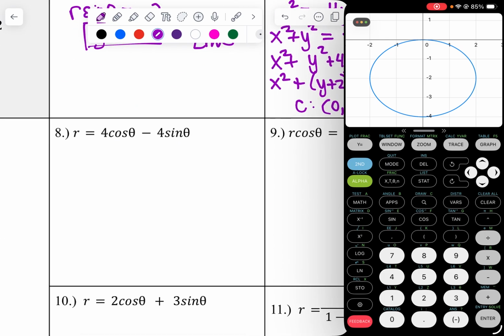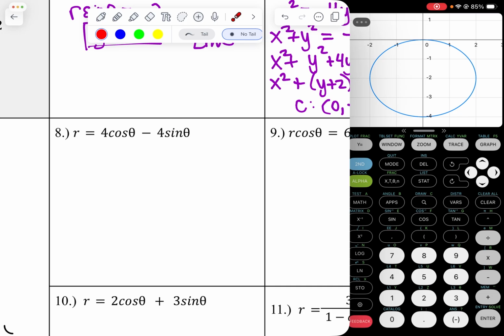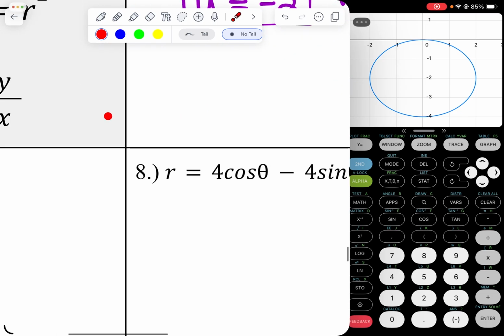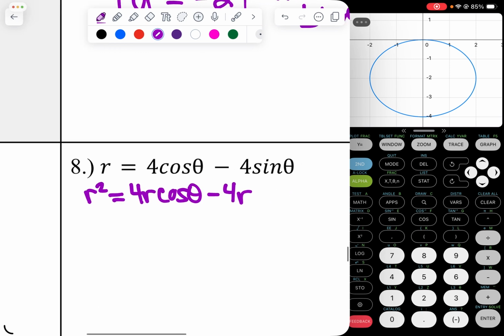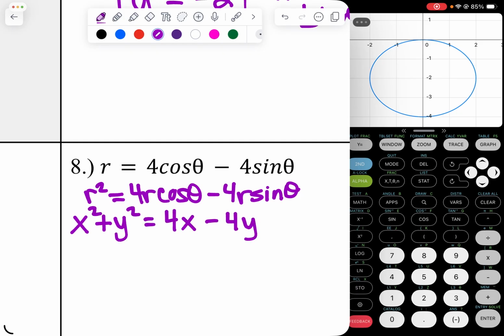All right, so r equals 4 times the cosine of theta minus 4 times the sine of theta. So again, these are kind of close to what y equals and x equals, but they're missing the r. So let's go ahead and multiply both sides by r again, so that we end up with r squared equals 4 times r times the cosine of theta minus 4 times r times the sine of theta. So we can replace r squared with x squared plus y squared. And here this becomes 4x and this becomes 4y.